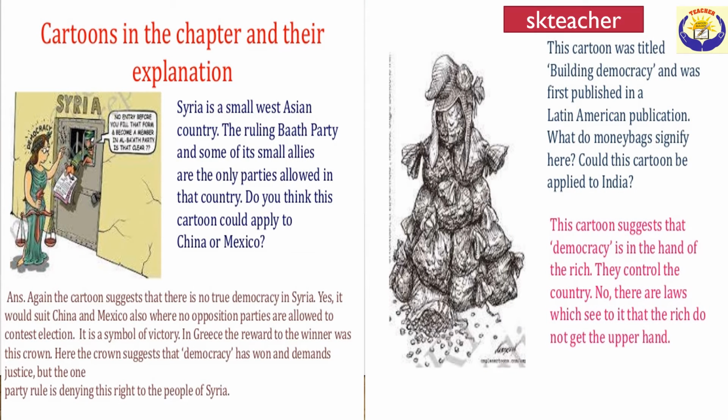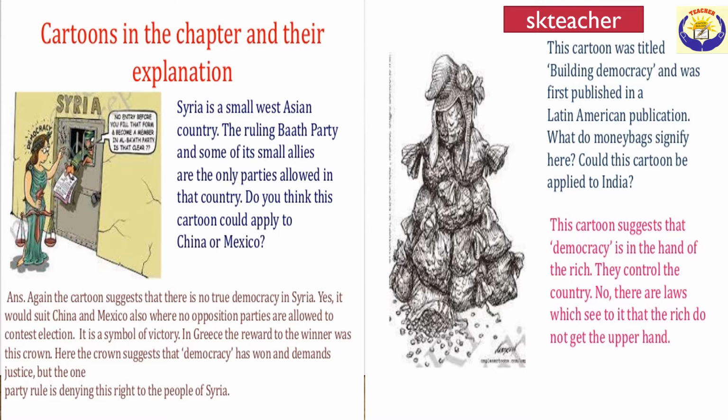To understand the concepts clearly, in this chapter you have certain cartoons. So this slide and the upcoming slides are going to give the explanation about the cartoons which are given in the textbook. To begin with, the first cartoon is about the nation Syria. Syria is a small West Asian country. The ruling Ba'ath Party and some of its small allies are the only parties allowed in that country.